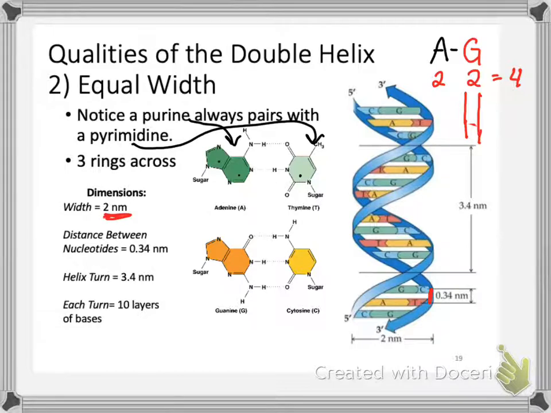The helix turns every 3.4 nanometers, and every turn there are 10 layers of bases. So basically they'd be like 1, 2, 3, 4, 5, 6, 7, 8, 9, 10 in every turn. So those are just some consistencies we see no matter DNA from a bat or a turnip or a human. We see these consistent dimensions of DNA molecules.